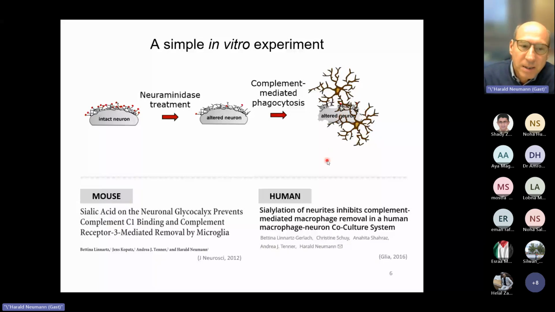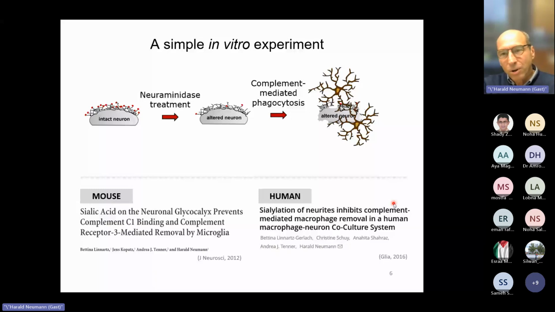So the neuronal sialylation was preventing this immune attack and this immune-mediated removal, and we found out that the complement system was involved. So complement was binding if there is no sialic acid, and then the complement cascade was activated. And then this complement cascade allowed the complement receptor CR3 of the microglia to phagocytose away the neurons. And this was the case in the mouse as well as in the human. So it was a key experiment for us.